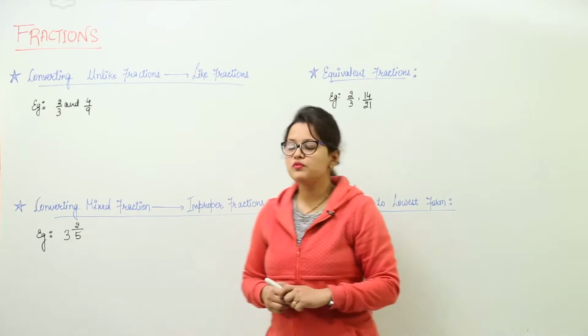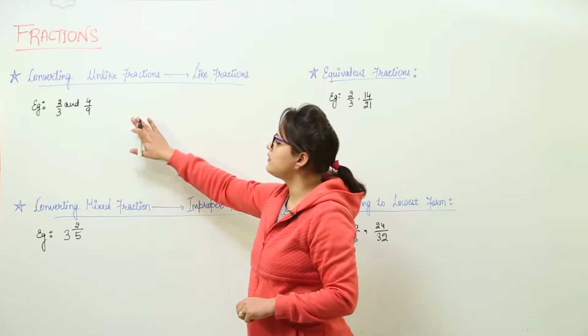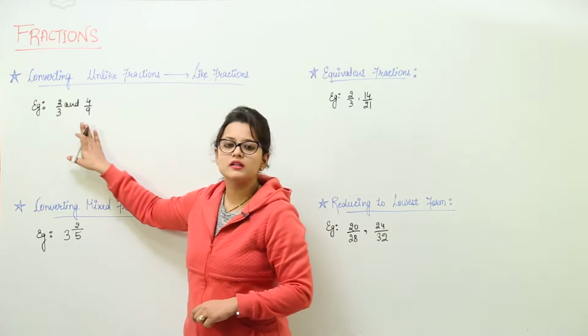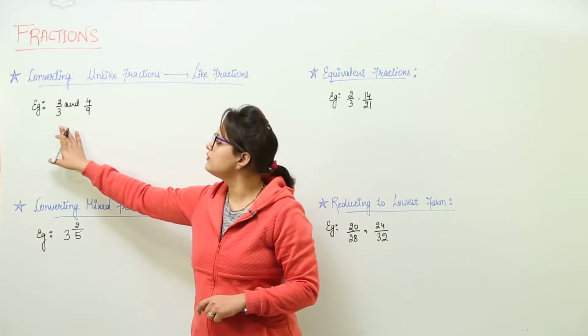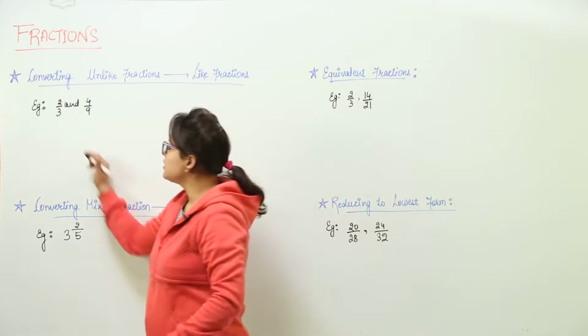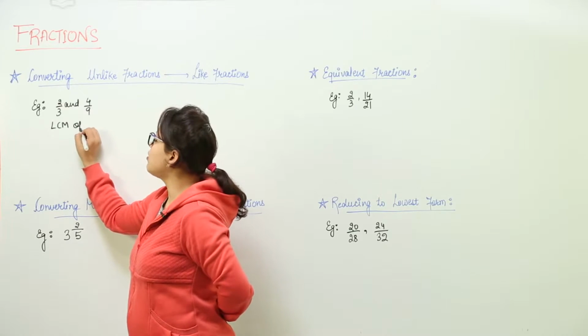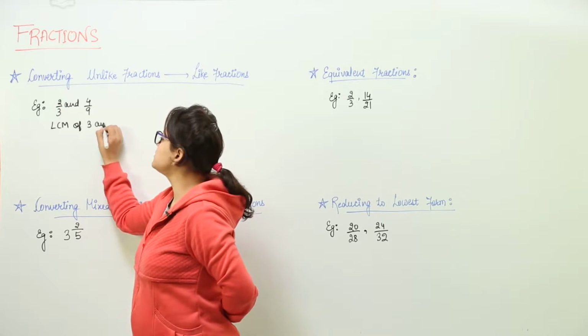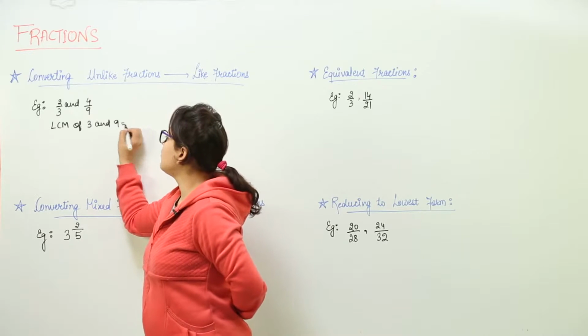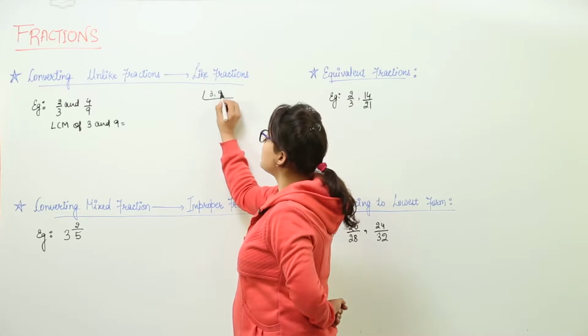So let us start with the first one, where we have to convert unlike fractions into like fractions. First of all, why are they unlike fractions? Because they have different denominators. So how to make their denominators the same is by taking out their LCM. So the LCM of the denominators, that is 3 and 9. What will be the LCM of denominators 3 and 9? Let us find that out.